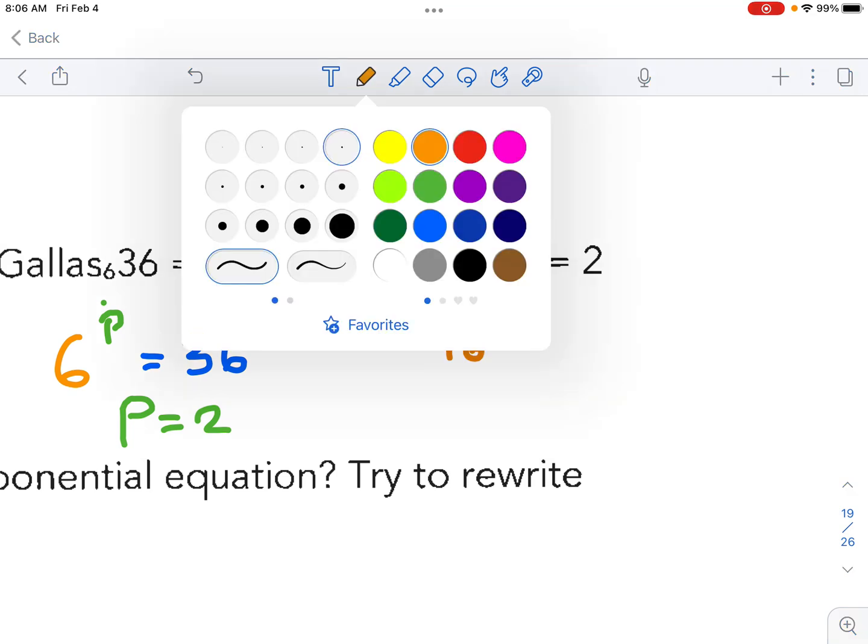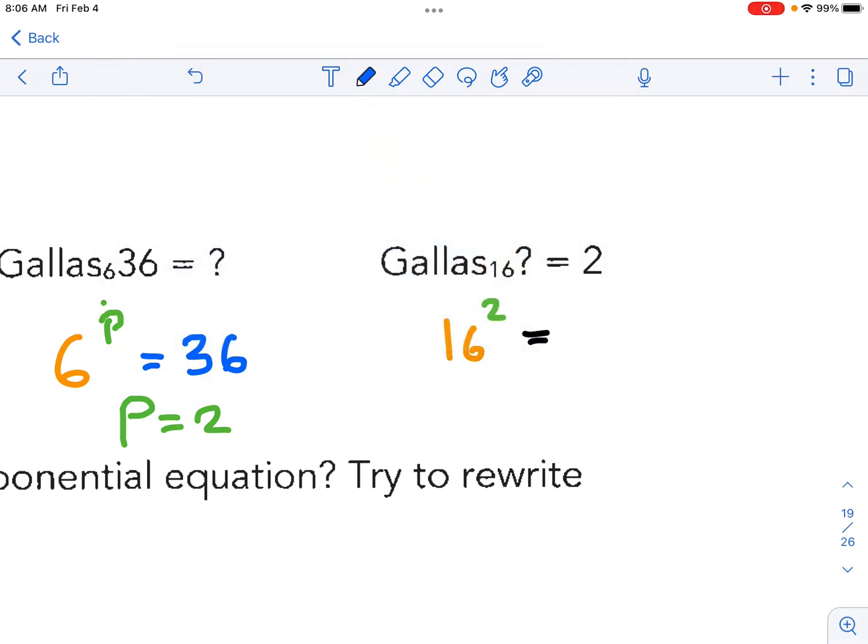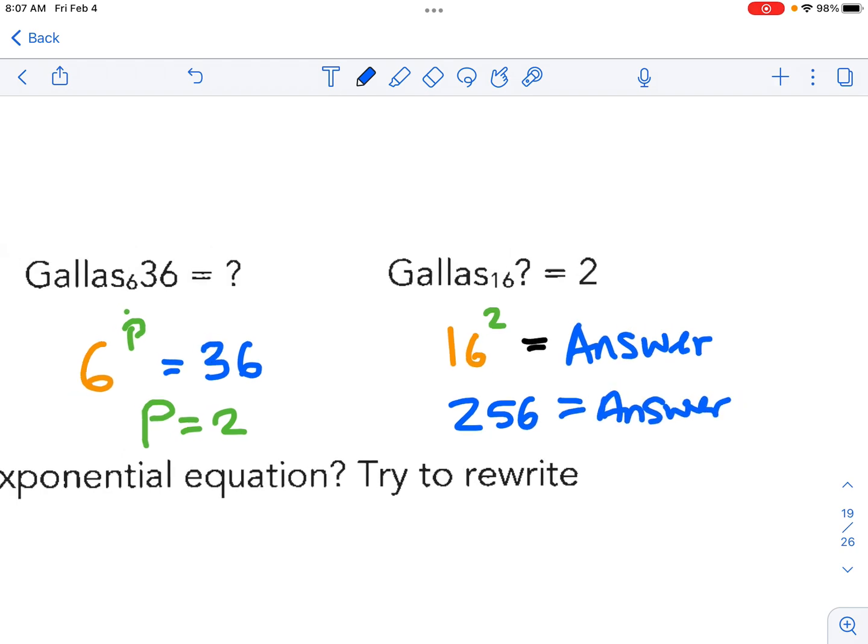And let's take a look at this last one. So now we have a base of 16, and we have a power of 2, and that is going to equal what answer here? What do we want to call the answer here? Well, let's just say answer right now. I'm specifically staying away from variables. We'll firm up the variables in a little bit. So 16 squared, whew, what is that? I think that's 256. So 256 is 16 squared. That's the answer.